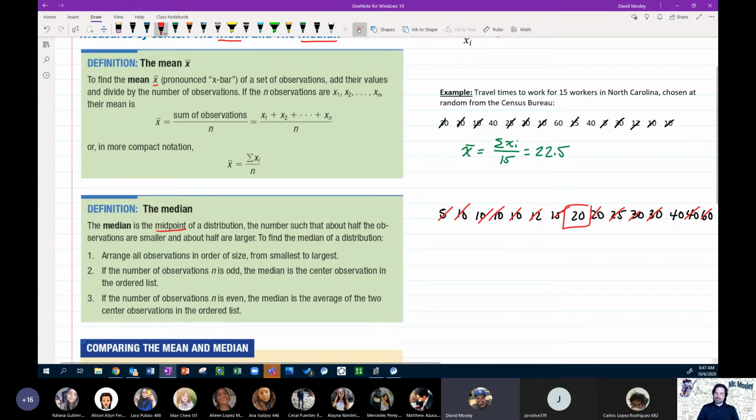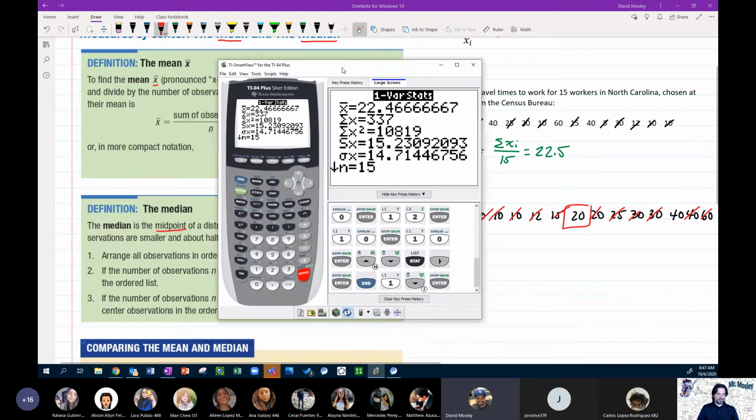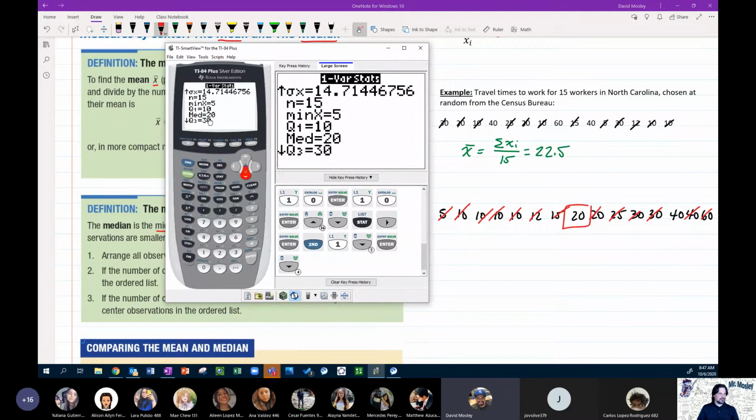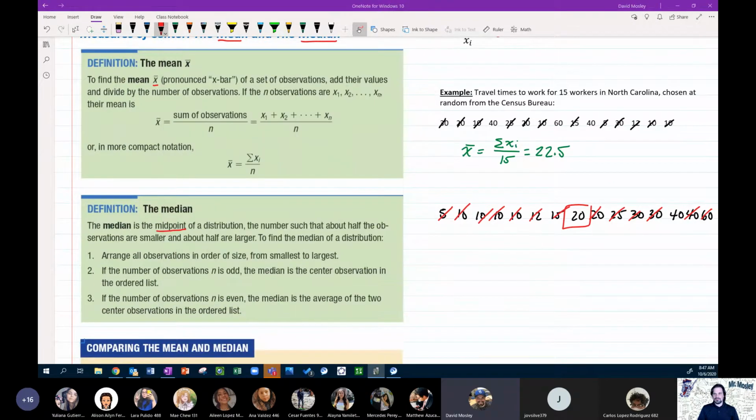Right, and just to make sure we didn't do anything wrong, we'll bring our calculator back. And there we go. The median is, in fact, 20. Hooray.